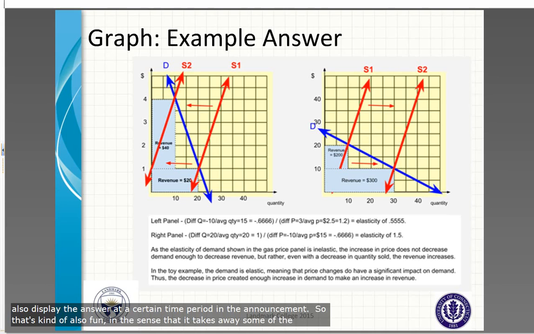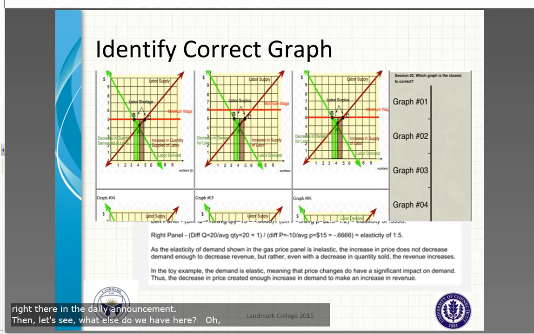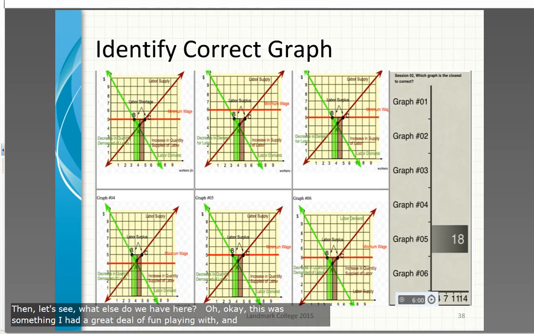Then, let's see, what else do we have here? Oh, okay, this is something I had a great deal of fun playing with. You can do this as well in a face-to-face class, but take variations of that graph and then have them identify which is the correct graph. You can make these simple or very complicated so they can't get the right answer without spending a fair amount of time on them. But I find that does engage them for a couple of minutes.